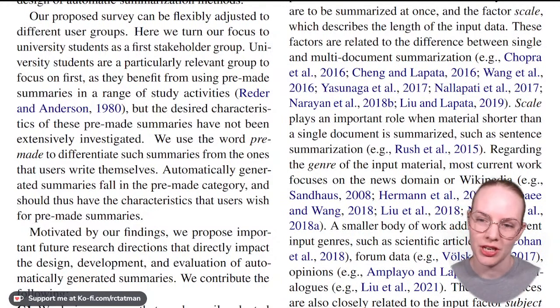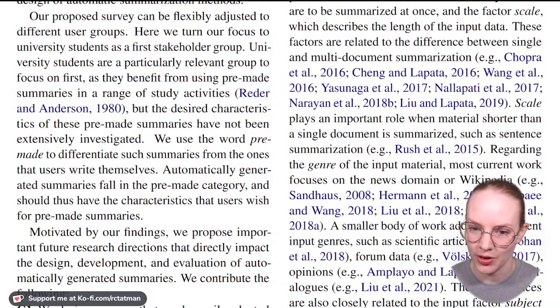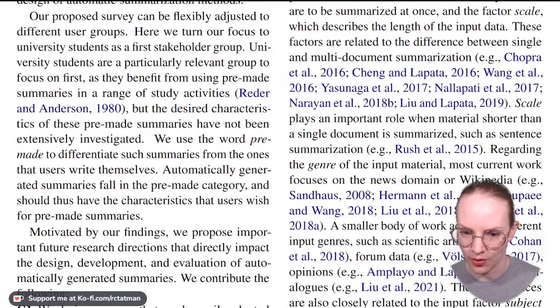University students are a particularly relevant group to focus on first, as they benefit from using pre-made summaries in a range of study activities. But the desired characteristic of these pre-made summaries has not been extensively investigated. We use the word pre-made to differentiate such summaries from the ones that users write themselves. Automatically generated summaries fall in the pre-made category and should thus have the characteristics that users wish for pre-made summaries.